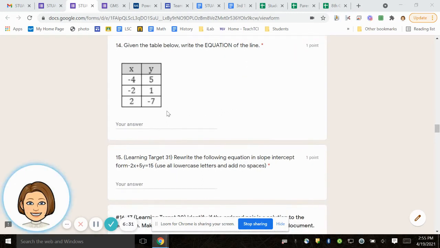Number 14, given the table, write the equation. Again, find the slope from the table, and then use one of the ordered pairs to find the y-intercept by plugging it into your equation.